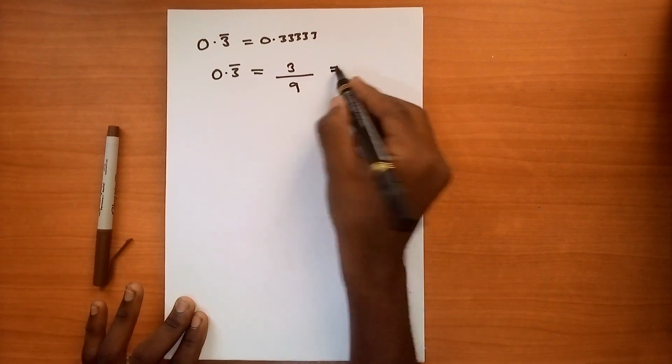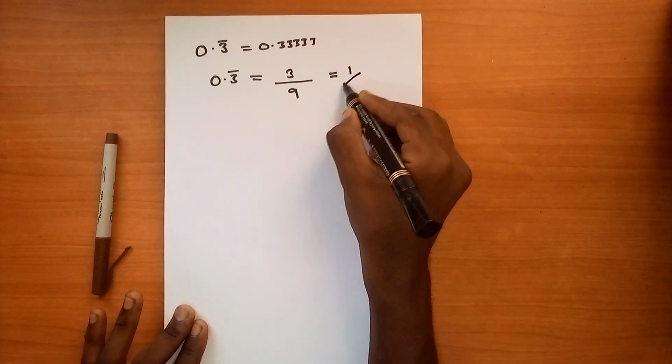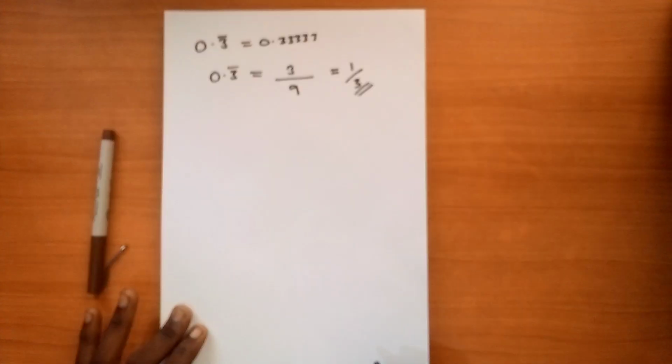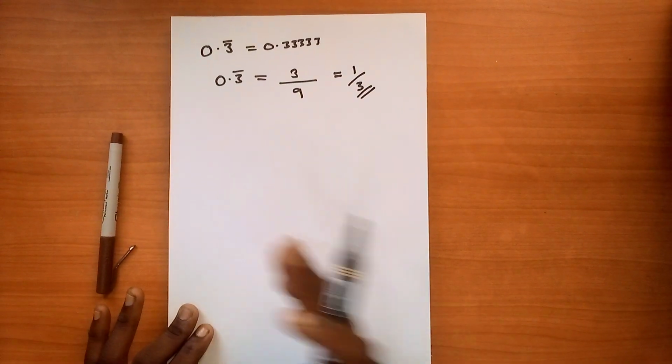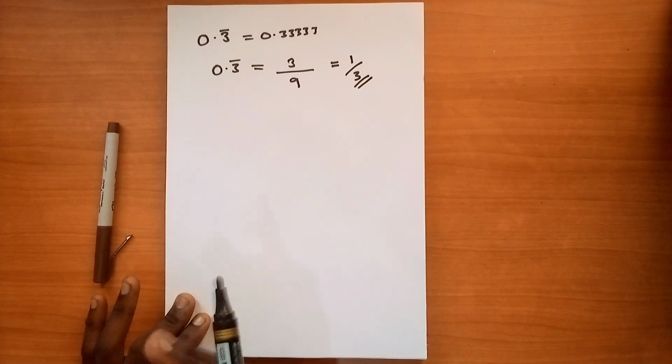And from here, you simply reduce it. 3 into 3, 1. 3 into 9, it's 3. So this is your final answer. See, this helps you to find the answer in a short period of time.